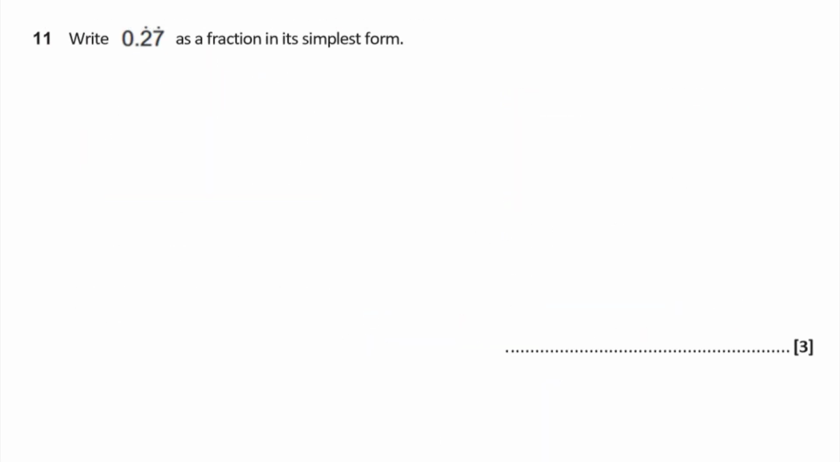Okay, question 11. Write 0.27 recurring as a fraction in its simplest form. Now these ones, after you've done a few of these, they're all right. So what I do with these is I start with the value they give me, and I say that must be equal to x. So I'm just going to write that down.